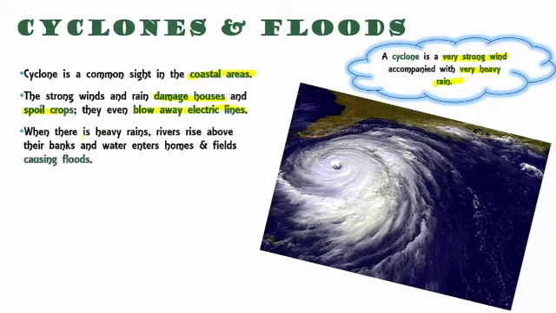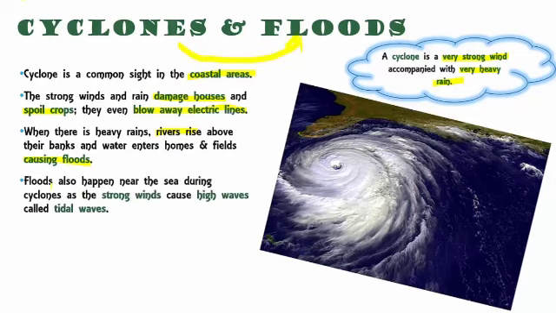And when there is heavy rain, the river levels may increase above the bank and water enters into the homes and the fields that are nearby these rivers, and they cause floods. So cyclones ultimately lead to floods. And floods also happen near the sea during cyclones because there are very strong winds which cause very high waves. Because these winds are pushing all the water towards the seashore, they will carry all the water this way. And because of this, water enters into the shore. So these are called tidal waves.